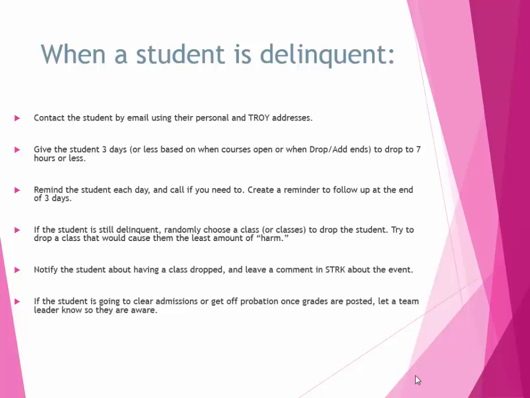If you go and check at the end of the 3 days and they're still in too many hours, then you need to try and choose a course that's going to cause them the least amount of harm to drop. So that means, like, you probably don't want to drop that math class if that's going to be a prerequisite for something else. One of the courses that they suggest is look for the obstacle or the DWF courses as being ones that you go to drop as well. Sometimes it's harder than other times when you're making a decision.